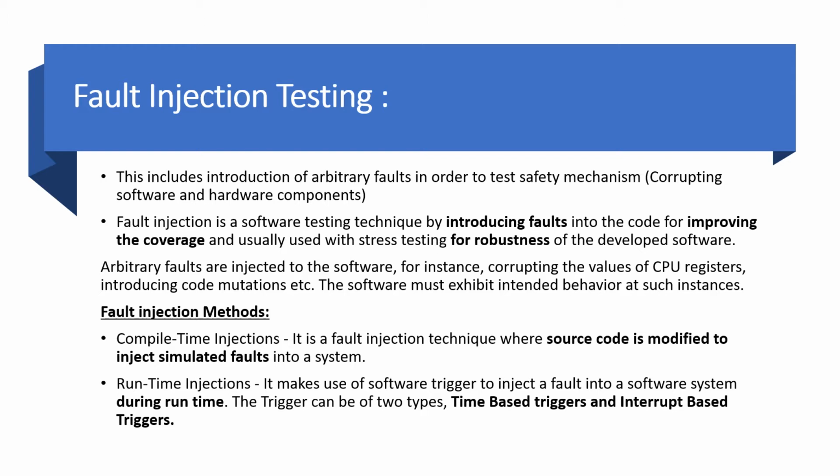There are two fault injection methods: compile time injection and runtime injection. Compile time injection is a fault injection technique where the source code is modified to inject simulated faults into the system. Runtime injection makes use of a software trigger to inject a fault into the software system during runtime. The trigger can be of two types: time-based triggers and interrupt-based triggers.